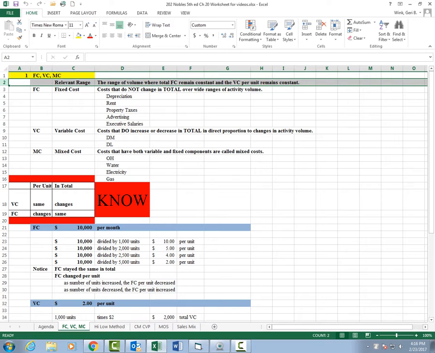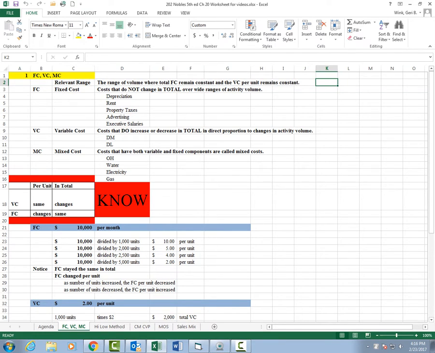So let's say our relevant range is maybe 10,000 units up to 100,000 units. Within this relevant range, we need 2 janitors, we need 2 executives. We'll just go with that. If we skip up to 200,000 units that we're producing, then we need to hire 2 more janitors and 2 more executives.